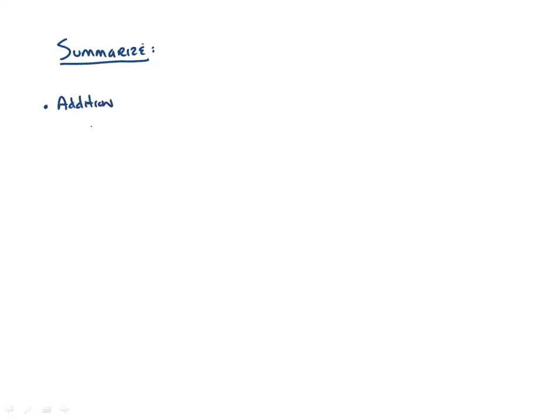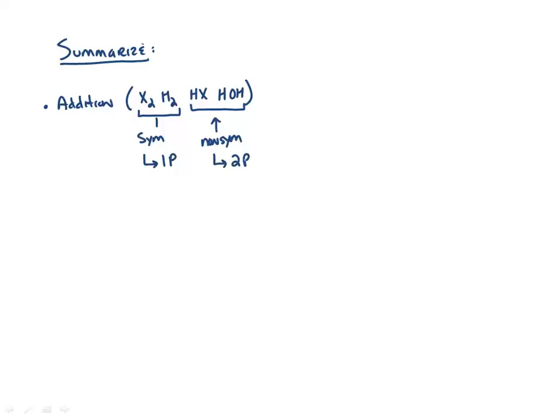And we know that we can add things like Cl2, or I guess we'll keep it generic, X2, H2, HX, and HOH. And that these are symmetric, right? So they generally lead to one product. These are non-symmetrical, and so they lead to two products, and we have to remember Mark's rule.